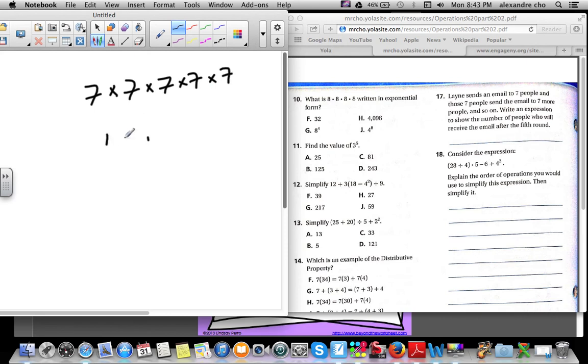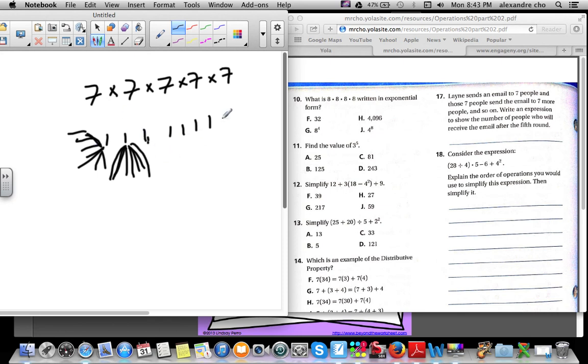Okay, let's do it this way. 1, 2, 3, 4, 5, 6, 7. These 7 people send it to 7 here. 2, 3, 4, 5, 6, 7. And these guys send it to 7 people. 1, 2, 3, 4, 5, 6, 7. And this person sends it to another 7. And that person sends it to another 7.